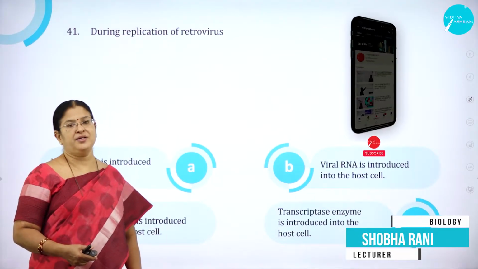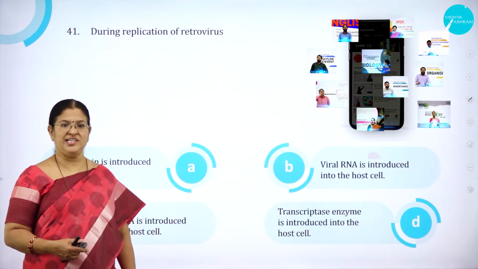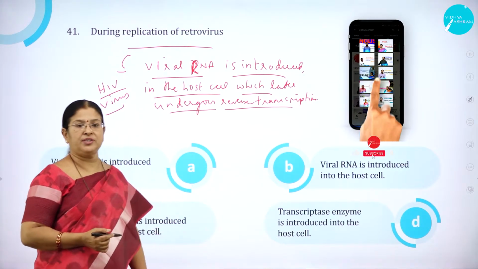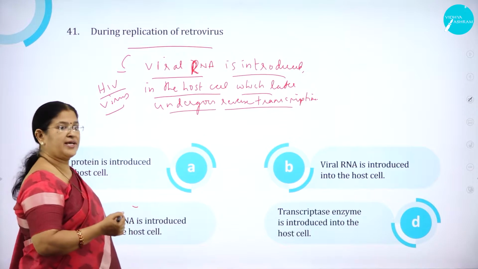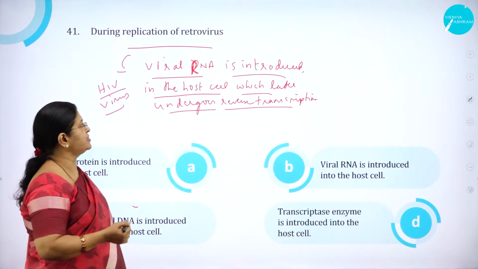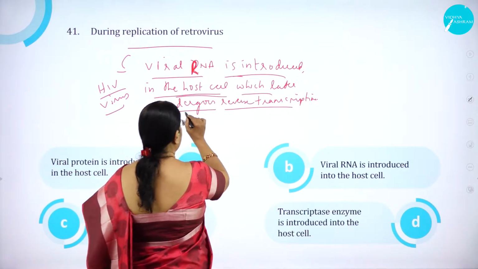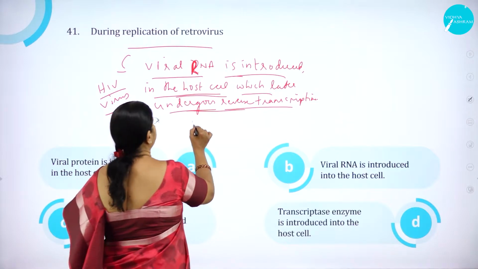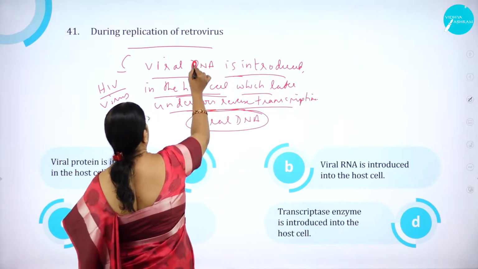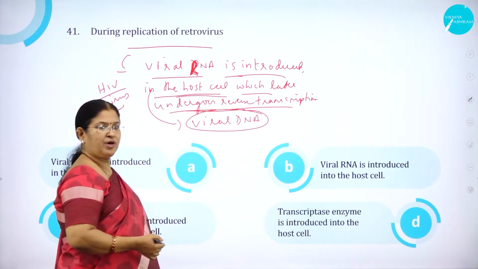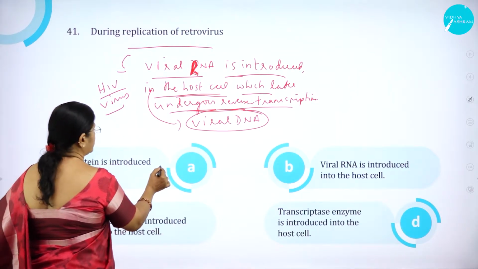So welcome back to part 3 of this 2018 Karnataka CET Biology paper. Moving on to the 41st question. During replication of retrovirus, as you all know, retrovirus is a HIV virus. So viral RNA is introduced into the host cell, which later undergoes reverse transcription into what? Viral DNA. So viral RNA genome will become what? Viral DNA.